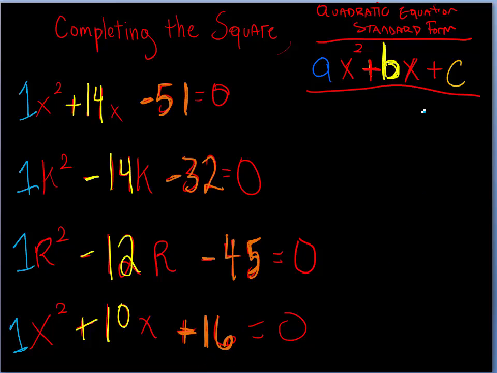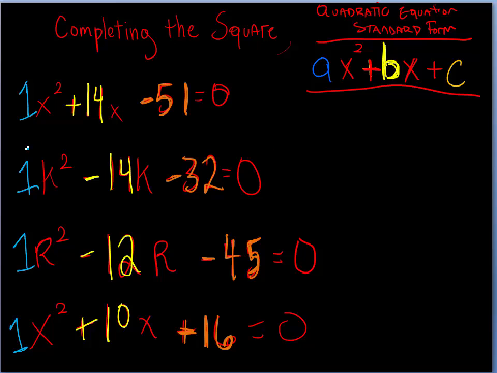And this is our A term. For completing the square, A always has to be 1. We always want A to be 1. If it's not written, it's still there. So for all of our problems, almost all the quadratic equations we do in class, A will always be 1.